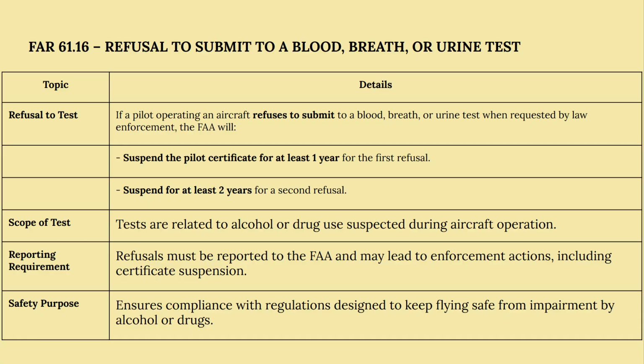61.16 Refusal to submit to a blood, breath, or urine test. If you do refuse to take a blood, breath, or urine test by the FAA, you will be suspended for 1 year from the date of the refusal. If after the 1 year you do it again, 2 times in a row, you're going to be suspended for 2 years.